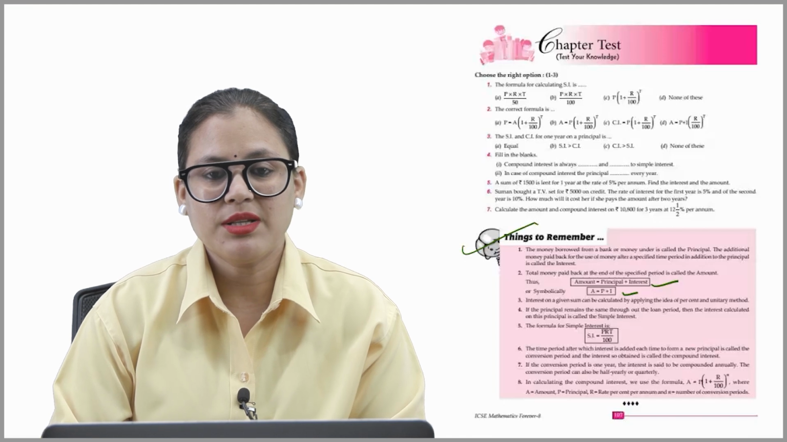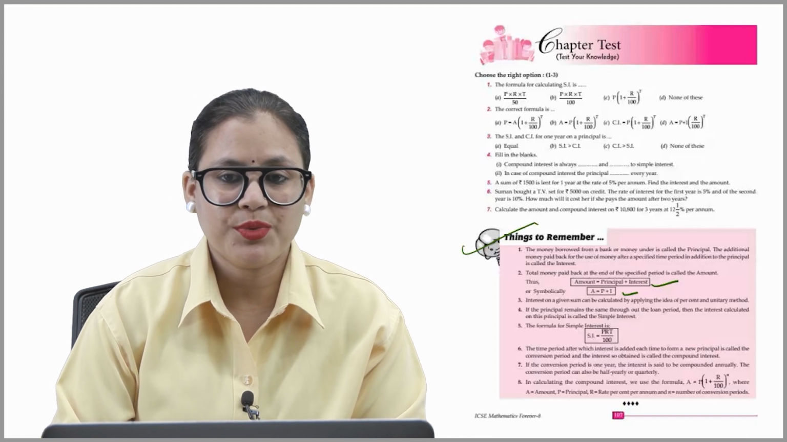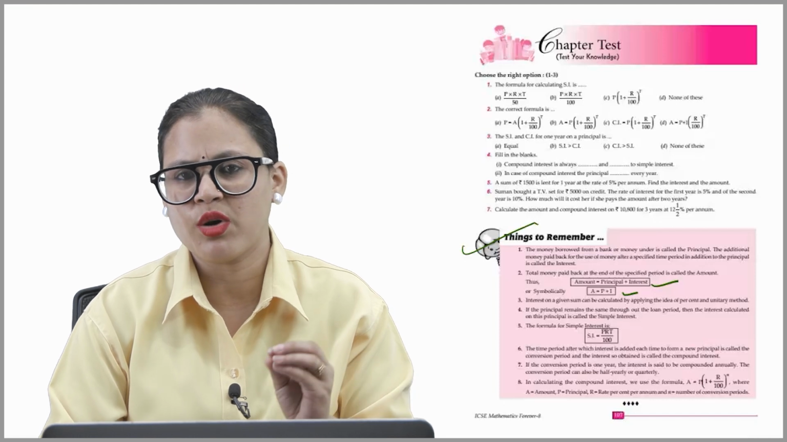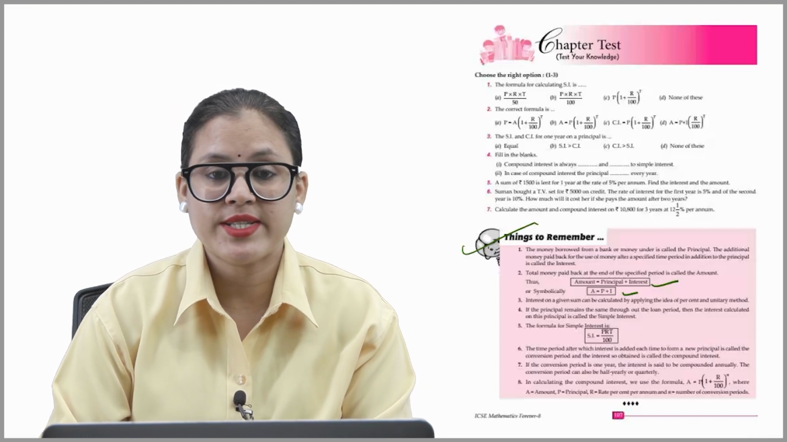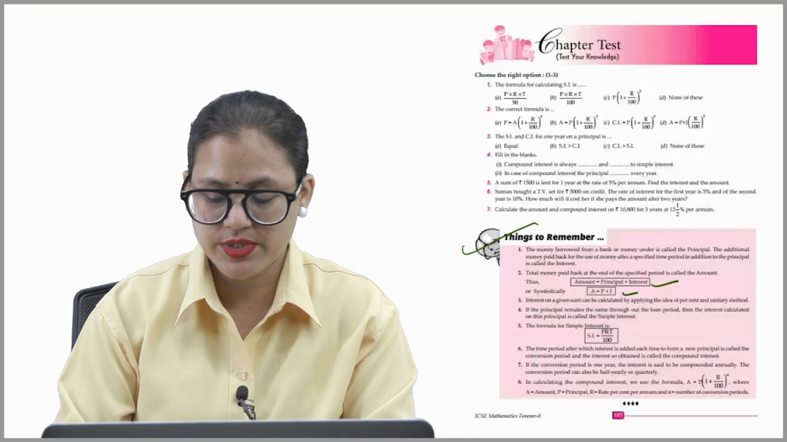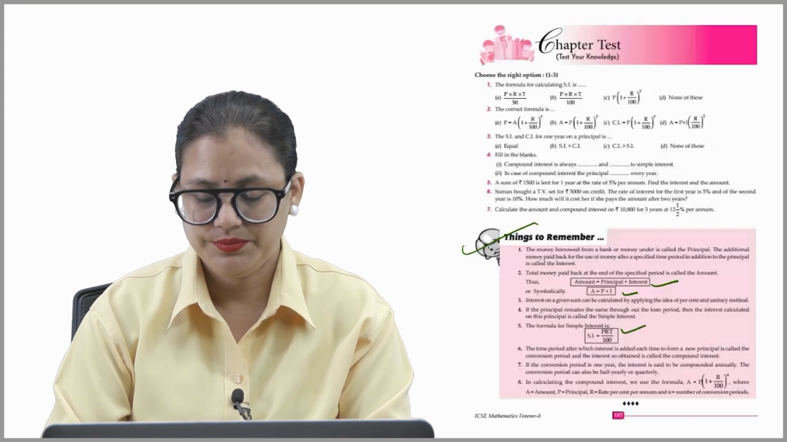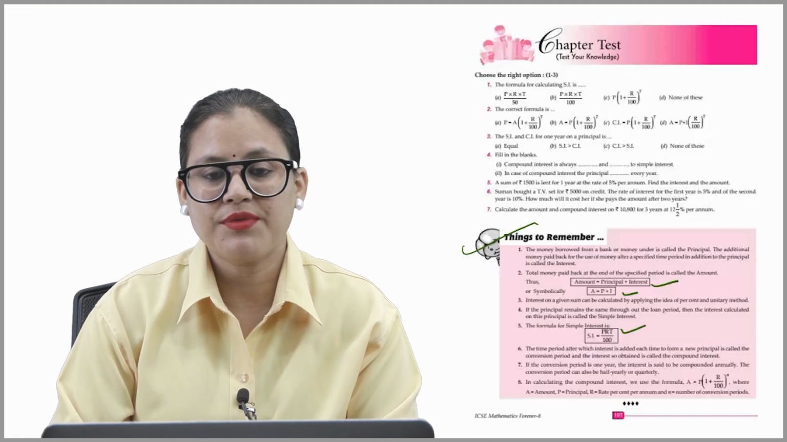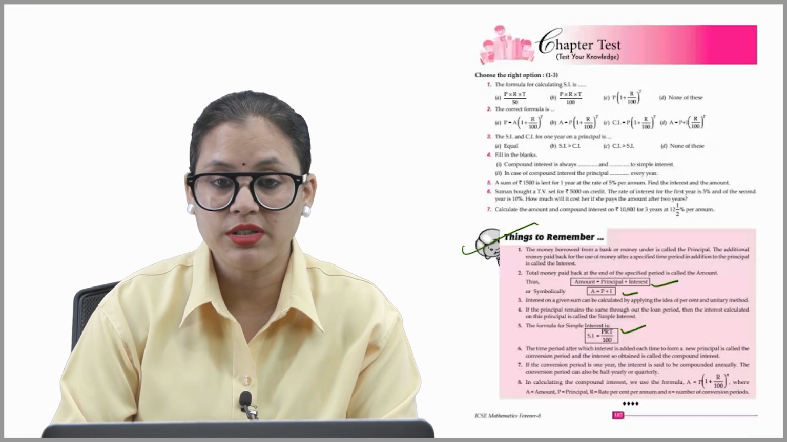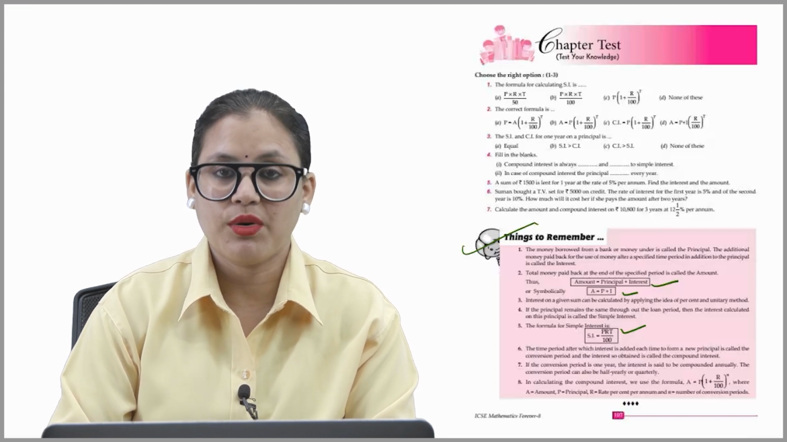3. Interest on a given sum can be calculated by applying the idea of percent and the unitary method. 4. If the principal remains the same throughout the loan period, then the interest calculated on this principal is called the simple interest. The formula for simple interest is this. 6. The time period after which interest is added each time to form a new principal is called the conversion period, and the interest obtained is called the compound interest.